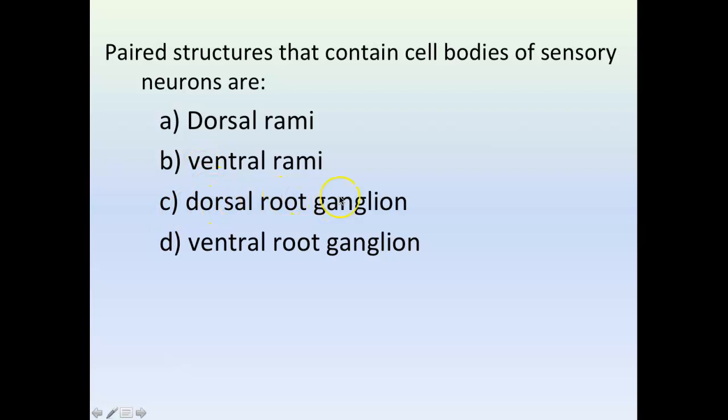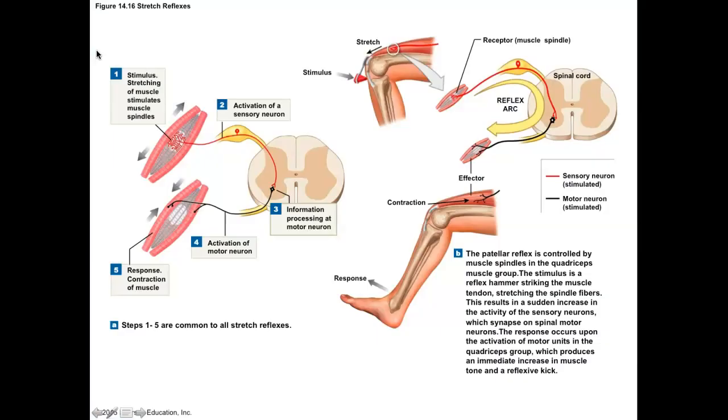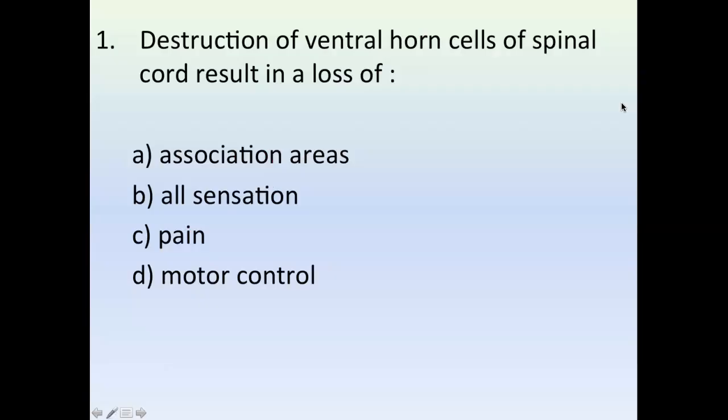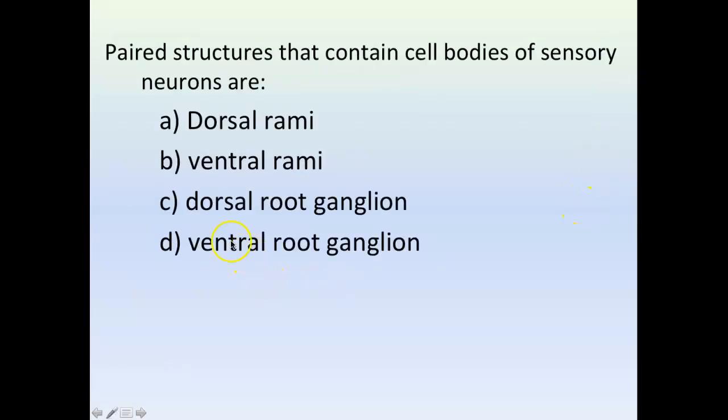dorsal root ganglion. In class, sometimes the word paired throws people. But remember that in these pictures, you're just looking at one side of the spinal cord. This side's grayed out because this would be too much information, but this is mirror imaged over here, right? So there's another dorsal root ganglion here as well as here. So there's a pair of them. So that is the answer to the second question. It's the dorsal root ganglion.